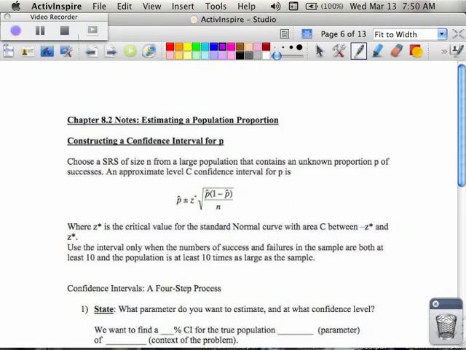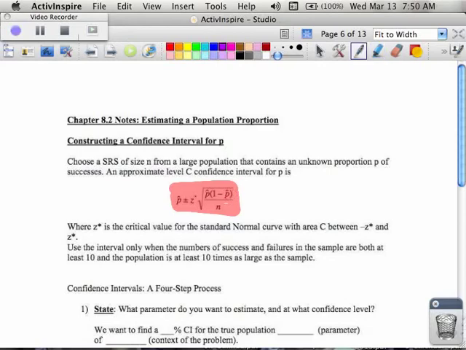This confidence interval for some given proportion P. So first of all, when you choose your simple random sample of size n from a large population that has some kind of unknown proportion, the confidence interval uses the following formula. You take your sample proportion plus or minus your margin of error. So the margin of error is calculated by using the z-score for the confidence interval.